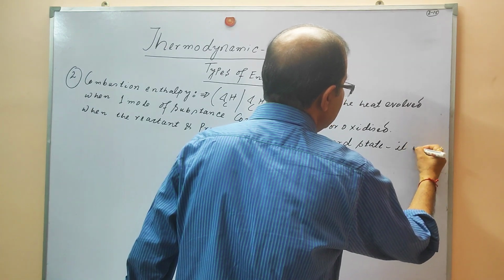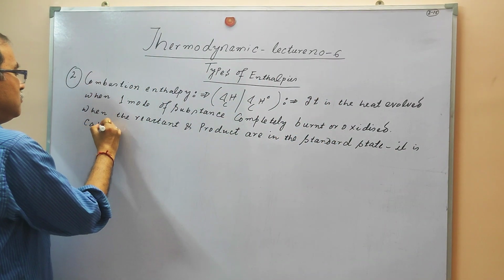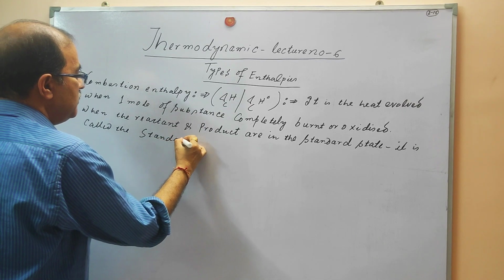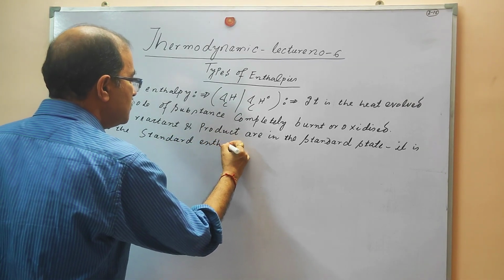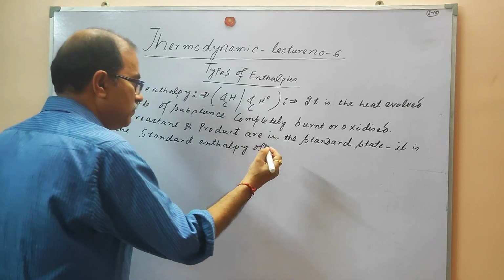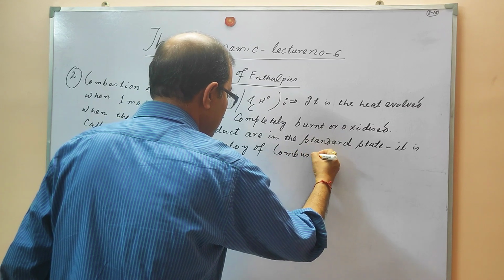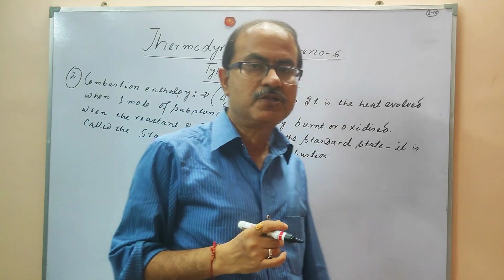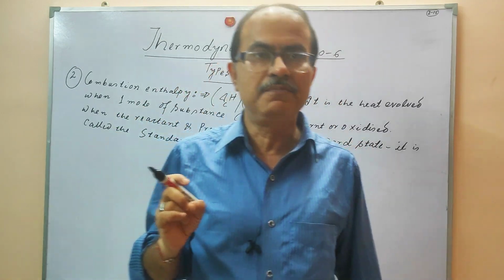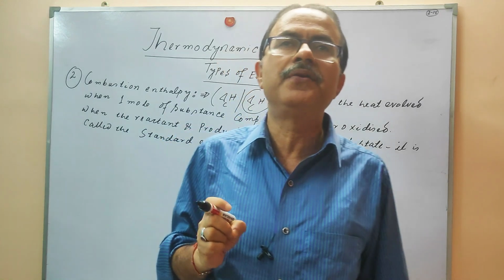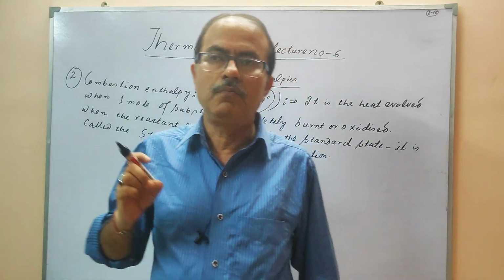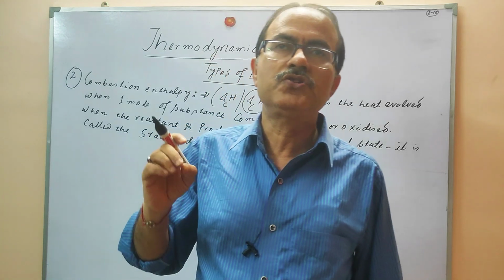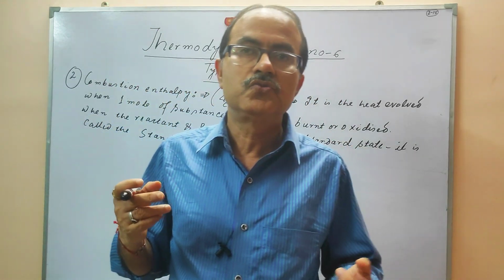it is called the standard enthalpy of combustion, and it is written by this. So we understand what combustion enthalpy is and what the standard combustion enthalpy is. When 1 mole of substance is completely burnt or oxidized, it is called the combustion enthalpy, and combustion enthalpy is always negative because heat is evolved, so it will always be negative.